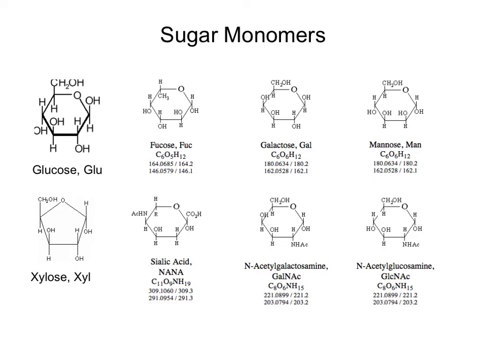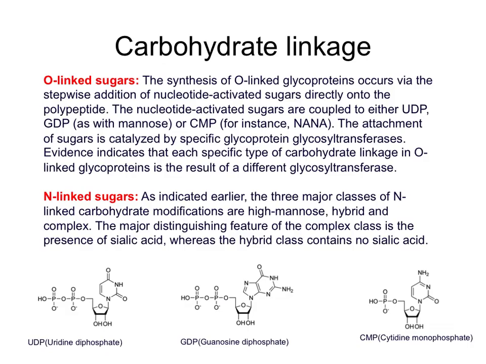for the post-translational modifications. Also, O-linked sugars: the synthesis of O-linked glycoproteins happens stepwise by the addition of nucleotide-activated sugars directly onto the polypeptide. So here are some nucleotide-activated sugars: UDP, GDP, CMP. The attachment of sugars is catalyzed by specific glycoprotein glycosyl transferases, and evidence indicates that each specific type of carbohydrate linkage in the O-linked glycoprotein is a result of different glycosyl transferases.